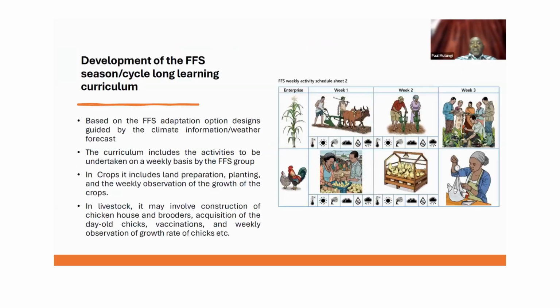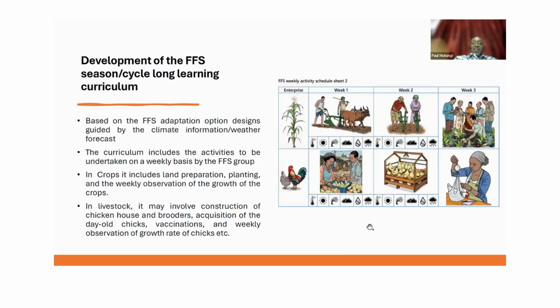So after that, you have developed that trial option on the FFS. Then you develop the learning curriculum, and it is based on the adaptation option design. And the curriculum includes all the activities to be undertaken on a weekly basis by the FFS group. In crops, it may include land preparation, planting, and weekly observation of the growth of the crops. And in livestock, it may involve construction of the chicken house and brooders, acquisition of the day-old chicks, vaccination, and weekly observation of birth rate of the chicks.